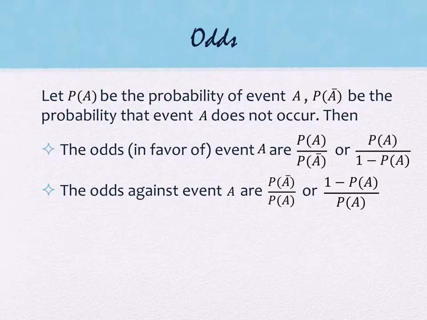All right, so odds. If you have P of A, the probability of an event A, and P of A bar being the probability that the event A doesn't happen, then the odds in favor, and I put the parenthesis around in favor because it's not always written that way, it usually just says the odds. The odds of event A are the probability of event A divided by the probability of not event A, or the probability of event A over 1 minus the probability of event A.